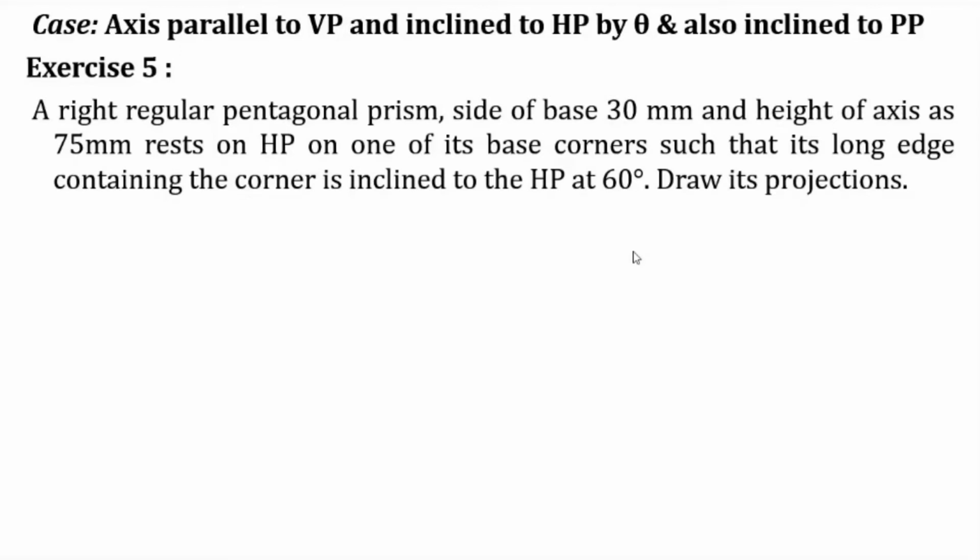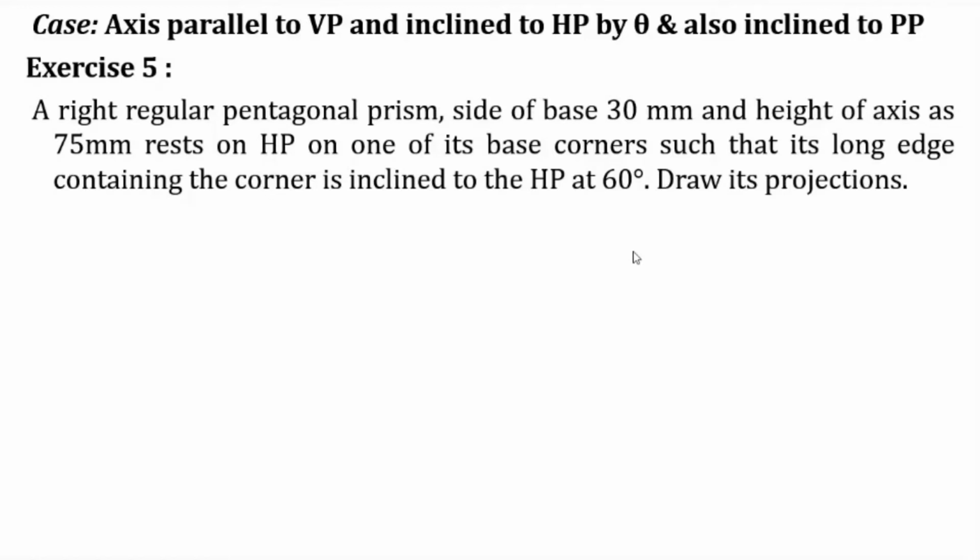So in this case, a pentagonal prism is given. The side of the base is 30 millimeter and the height of the axis is 75 millimeter. The condition is that one of its base corners is resting on HP, such that its long edge, there will be only one long edge for the base corner, and that long edge is not a part of the base of the pentagon. It is perpendicular to that pentagonal shape.